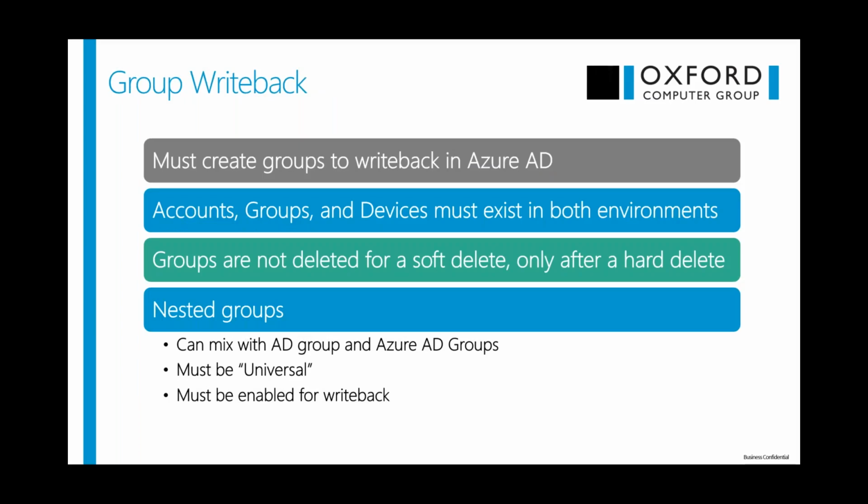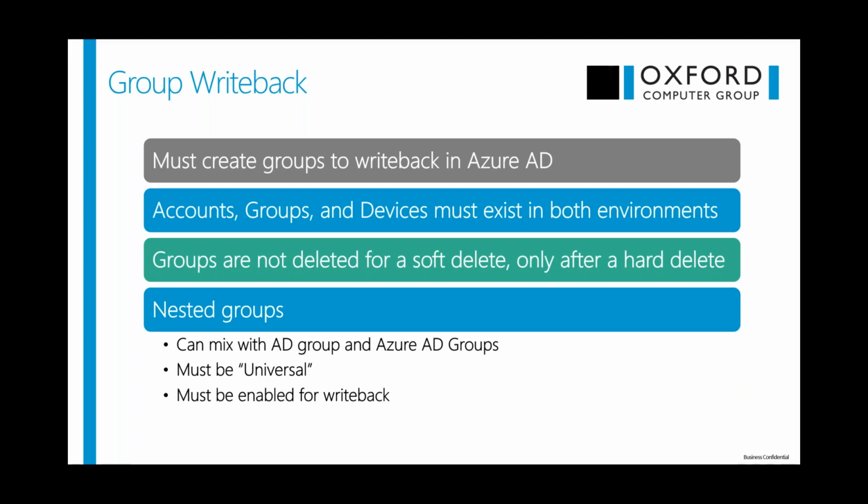Some of the gotchas, or what you need to know about writing back security groups: you must create the groups to write back in Azure AD first. So you have to create the group in Azure. The accounts, groups, and devices have to be in both environments. So they have to be in Azure AD and they have to be in Active Directory, or that information will not synchronize between the two environments.